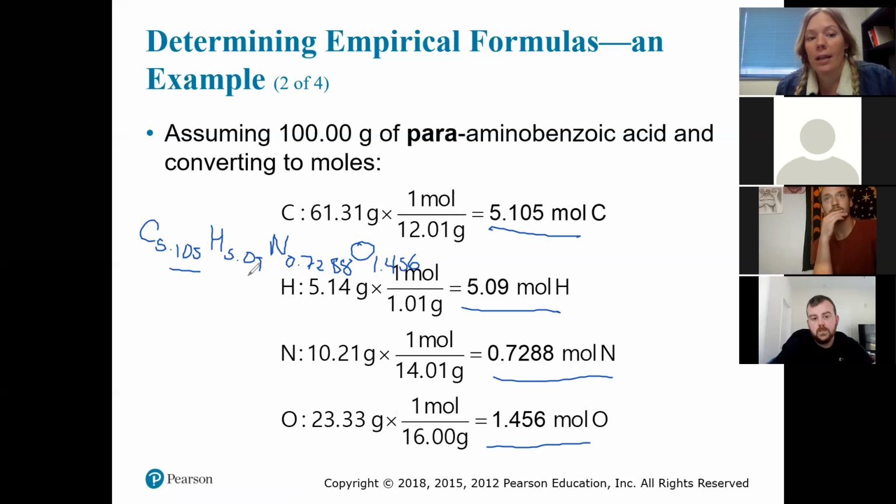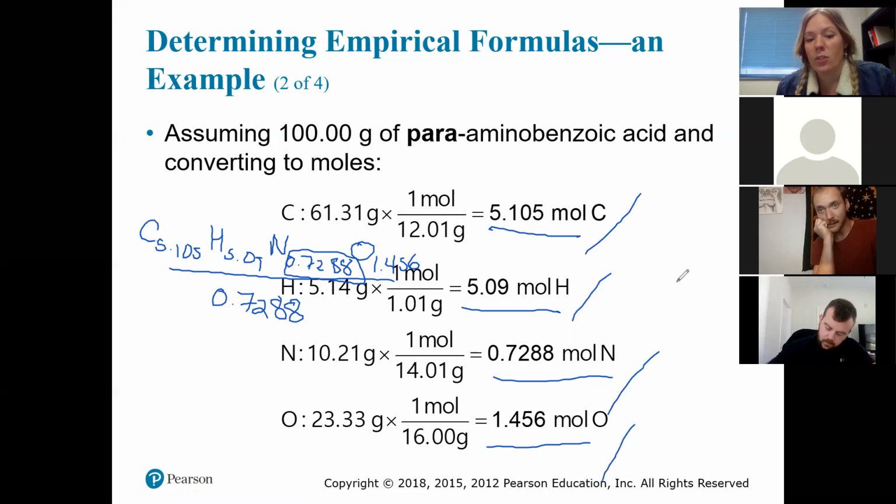And the best way to do that is to divide by the smallest decimal. So in this case, it would be the 0.7288. So every single thing is going to get divided by whatever the smallest decimal is, 0.7288. You don't have to write it like this. You can just go over here and divide each of these by this guy here, 0.7288. Why the smallest one? Because it just is the easiest, fastest way to make it happen.